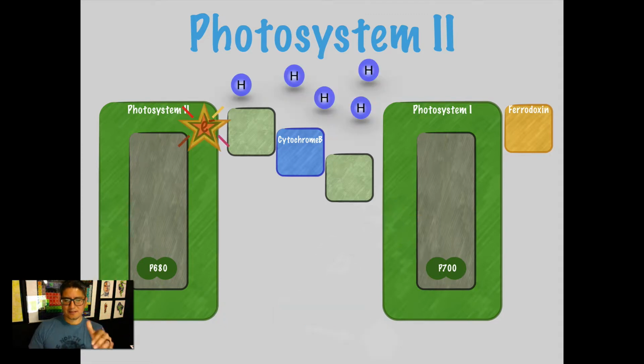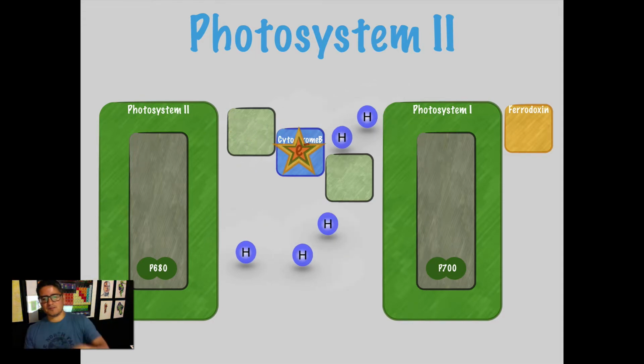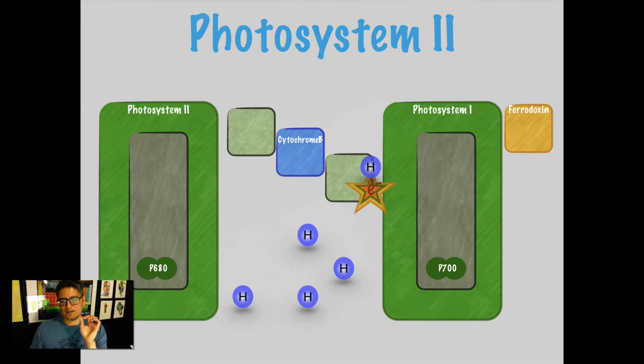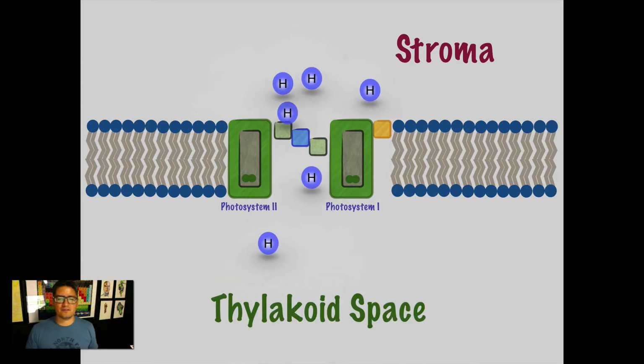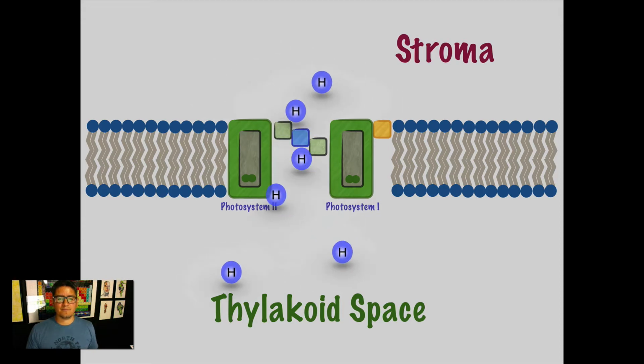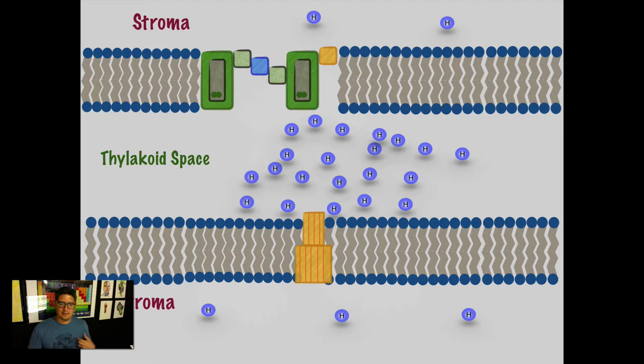The second thing, and probably the most important thing, is that as this electron goes down this electron transport chain, it pumps these molecules, these molecules in between the two photosystems, pump hydrogen ions into the thylakoid space, right? So let's zoom out a little bit so you can see this happening again. These hydrogen ions that were in the stroma will get pumped into the thylakoid space, right? Now we'll zoom out a little bit more so you can see what's happening again.